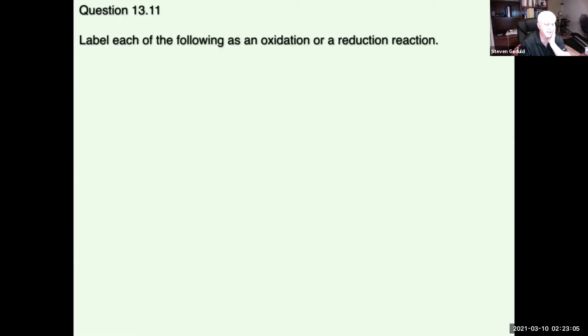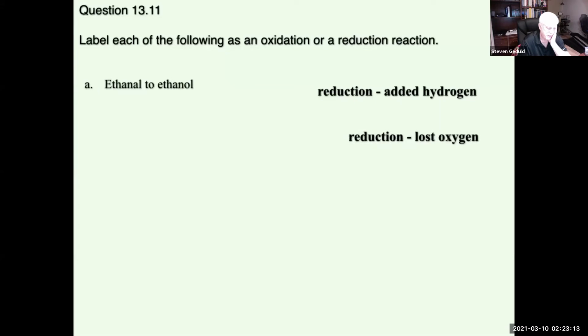All right, so label each of the following as an oxidation or reduction reaction. And I gave you the answer before I gave you the question here. Pretend you don't see the right-hand side.